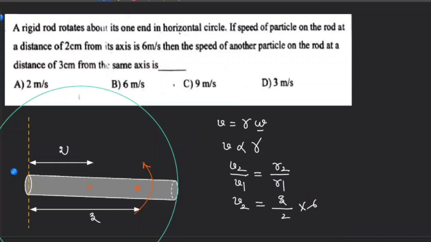So therefore cancel, that will be equal to 9. This v2 is equal to 9 meter per second. That is the answer for this. This is also a basic question, easy one.